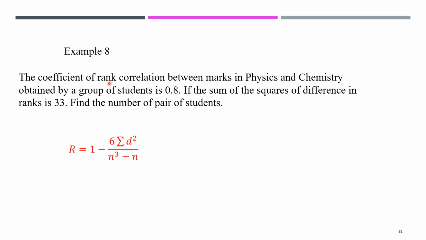Since rank correlation is given, we have to make use of this formula. Nothing is given about the repeated rank, so we don't have to take the second formula. It is only this formula which is required. Summation d square is given as 33, n is to be calculated, and capital R is given as 0.8. Substituting for capital R and summation d square as 33, take the n term to one side, and the other terms to the other side.